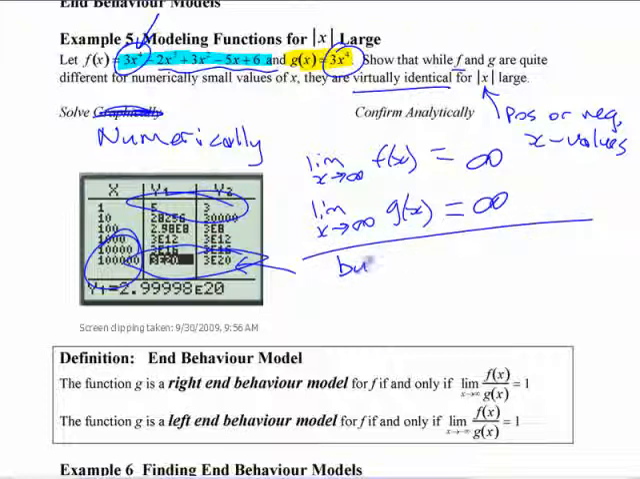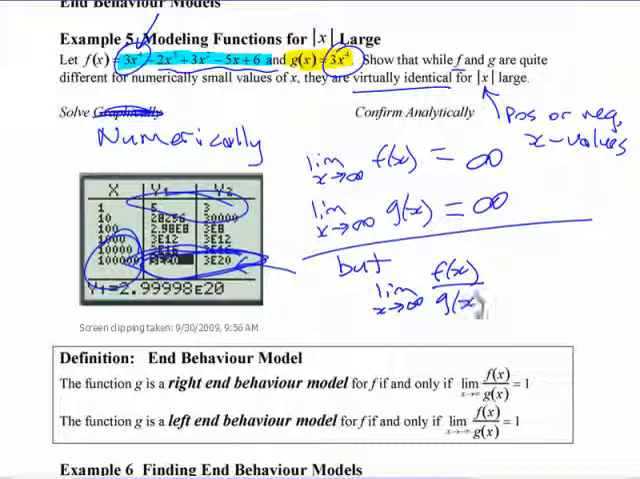Okay? But what's the ratio of the two of them? The limit of the ratio of the two of them, which means if I divide f of x by g of x, these numbers that are getting closer and closer to being equal, if I divide them, what's the limit of that ratio? It's 1, right? This is 1. This is the key here.